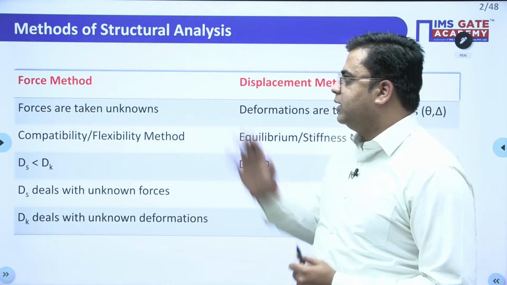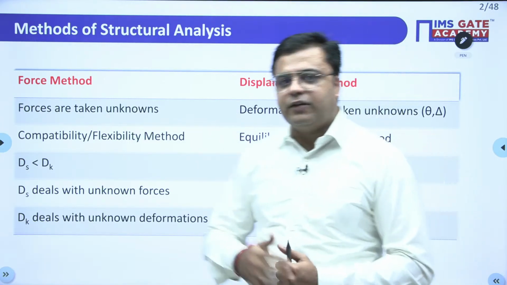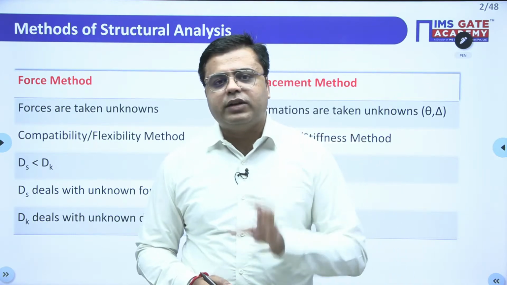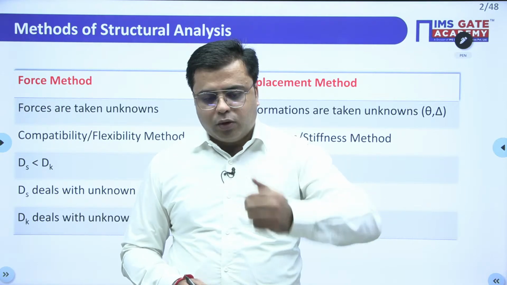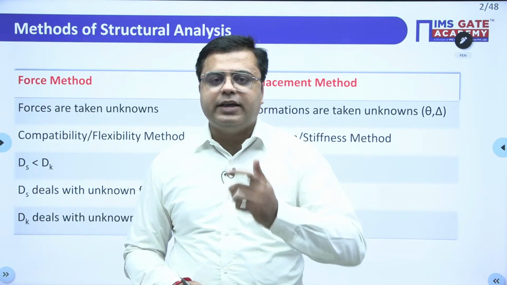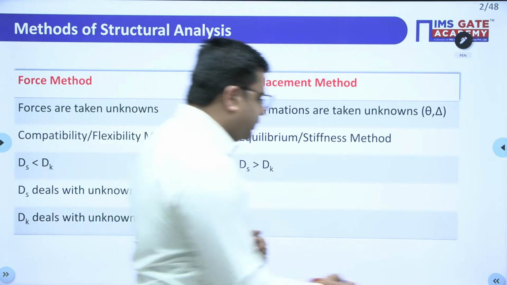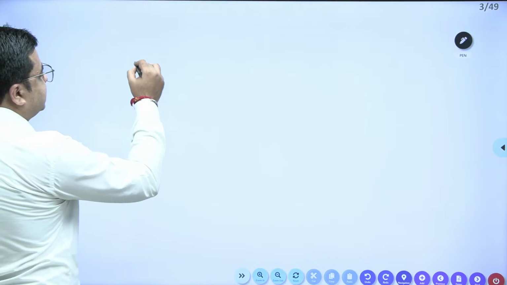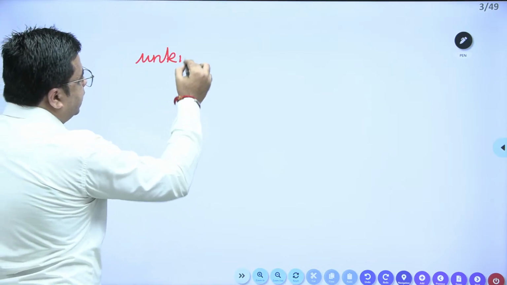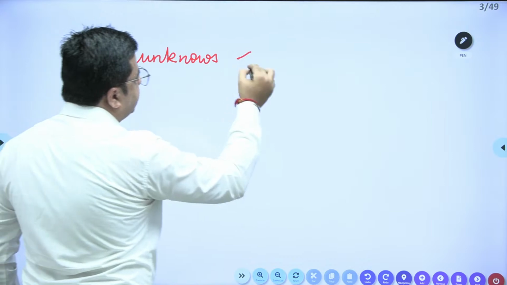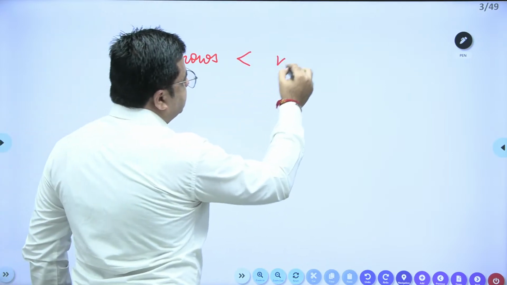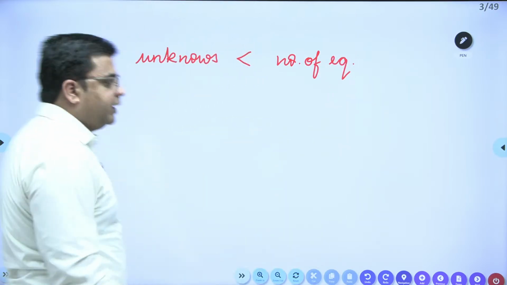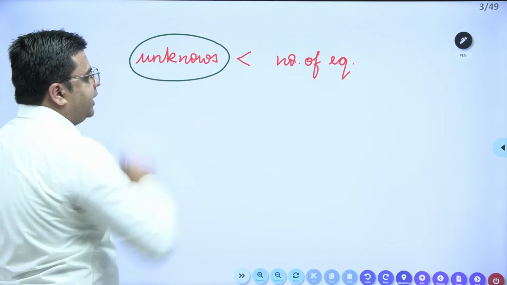We have different methods. So the next topic of discussion is different methods of structural analysis. From the very basics, we know that if we have a smaller number of unknowns than the number of available equations to solve them, then these unknowns can be determined very easily, right?